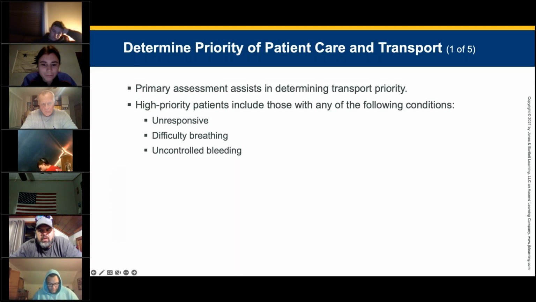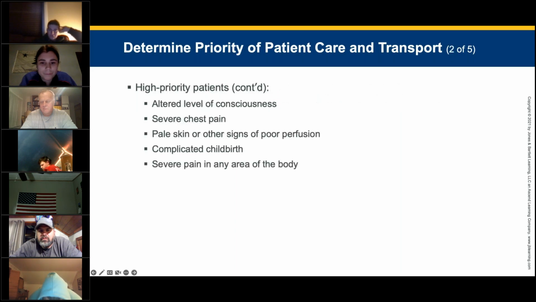Your primary assessment is going to help you determine what their priority is. High priority patients, for example, a patient that's unresponsive, a patient having difficulty breathing, a patient with uncontrolled bleeding. All of those things are high priority patients that don't have time to wait. They need to get to definitive care. Patients with altered level of consciousness, patients with severe chest pain, patients with pale skin or other signs of poor perfusion, a complicated childbirth, severe pain in any area of the body. Those we shouldn't be sitting around with. We need to get them moving.